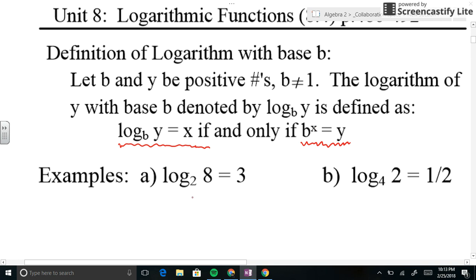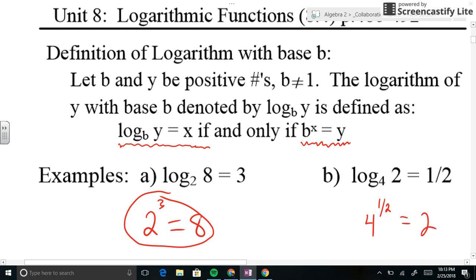So if we try an example here, example A, log base 2 of 8 equals 3, and we want to rewrite that as an exponential equation, it would just be 2 to the third power equals 8. And that would be our exponential equation. So if we do log base 4 of 2 equals 1/2, that would be 4 raised to the 1/2 power equals 2. And the reason why 4 to the 1/2 power equals 2 is because a 1/2 as an exponent is the same thing as a square root, and the square root of 4 is 2. So that's all we have to do to rewrite it as an exponential equation.